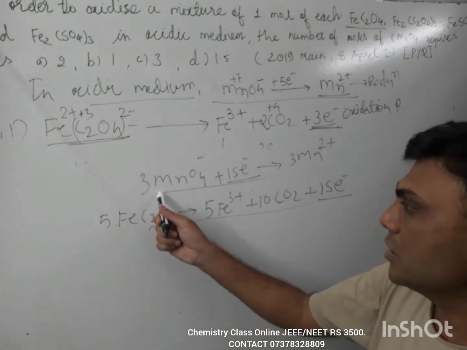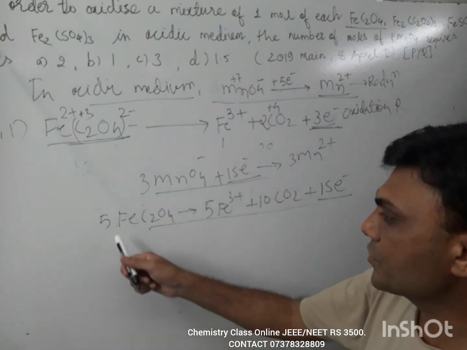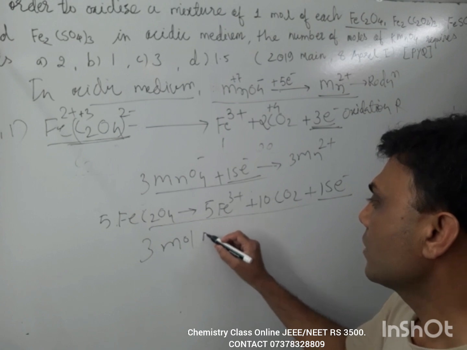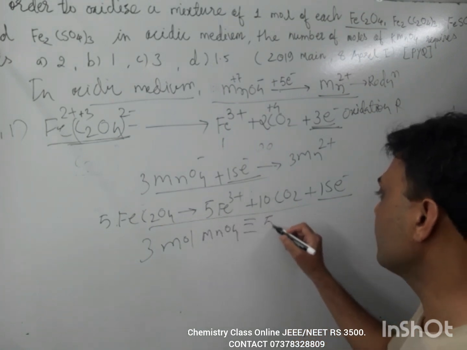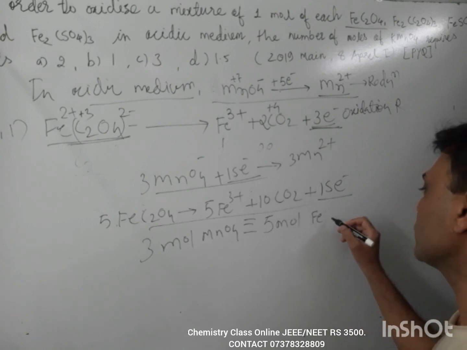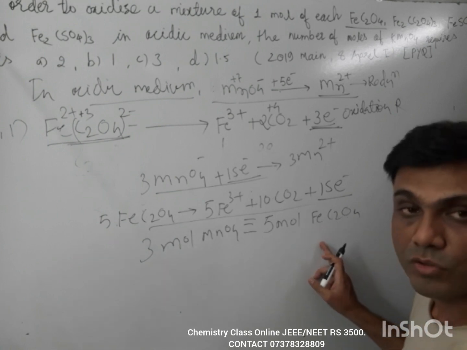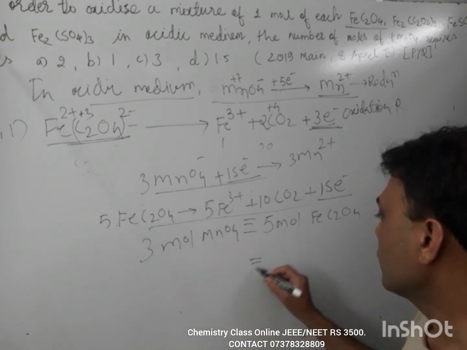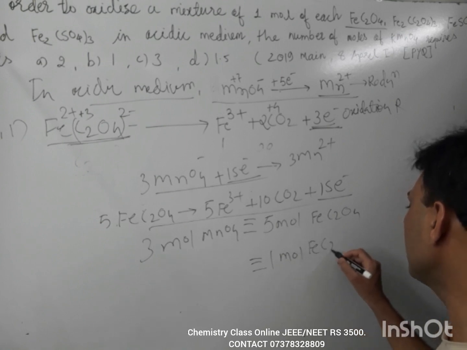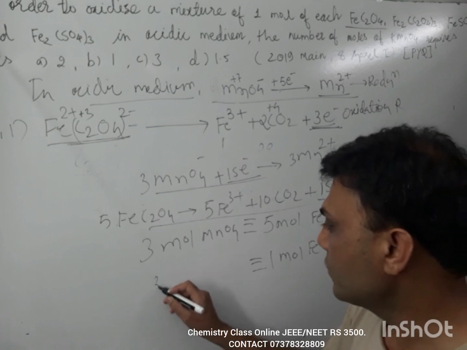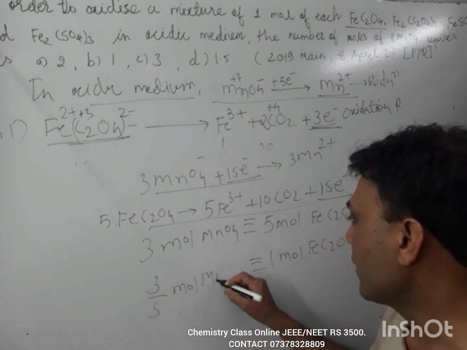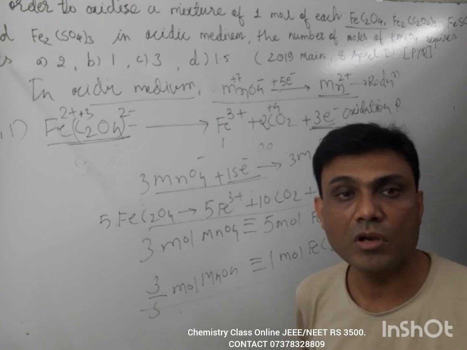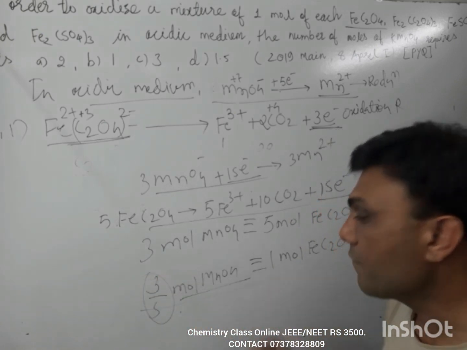Now you see 3 moles of MnO4 are required to oxidize 5 moles of FeC2O4. That means 3 moles of MnO4 are required to oxidize 5 moles of ferrous oxalate FeC2O4. Okay. Suppose now this is only 1 mole. Then if it is 1 mole, how many moles of MnO4 are required? So when there is only 1 mole of FeC2O4, that time this 5 will go this side, so it will become 3 by 5 moles of MnO4.